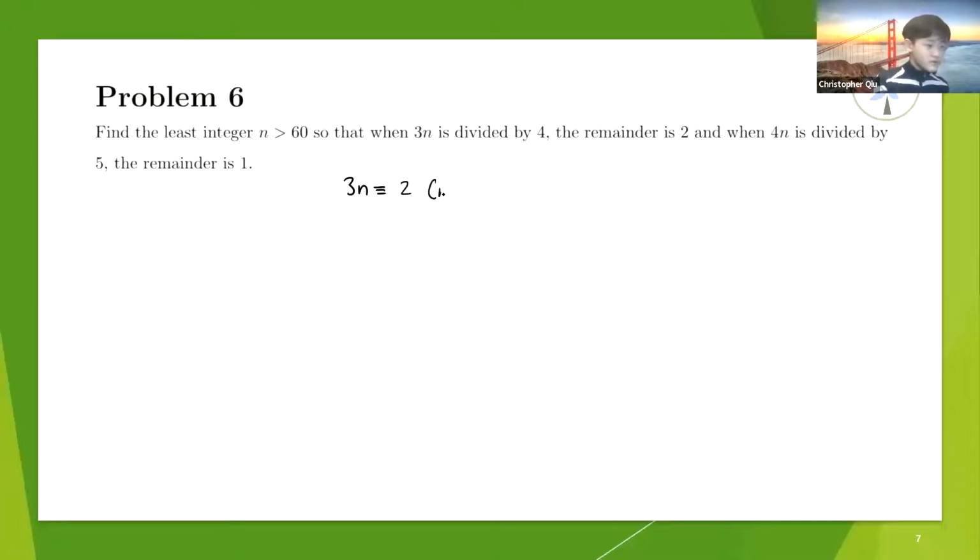And what this means exactly is the remainder when 3n is divided by 4 is the same as the remainder when 2 is divided by 4, which is 2. And then we have another congruence: 4n is congruent to 1 mod 5.